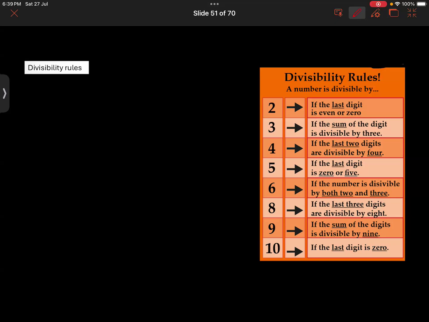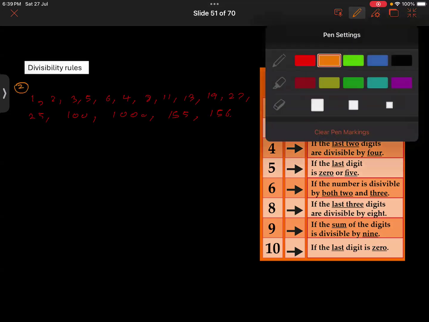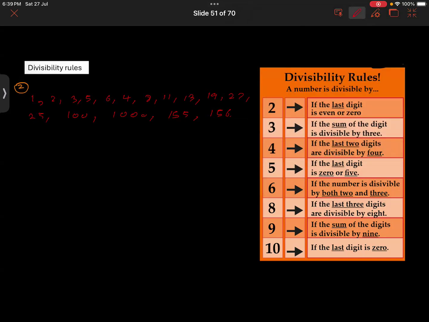So for example, say I'm writing down some numbers over here like 1, 2, 3, 5, 6, 4, 8, 11, 13, 19, 22, 25, 100, 1000, 155, 156, right? Now, whether the given numbers are divisible by the number 2 or not, how are we going to be very sure? So we have to look at the ones place. If the ones place is 2, then the number will be divisible by 2. But what if it is not? Then the number will not be divisible by 2.